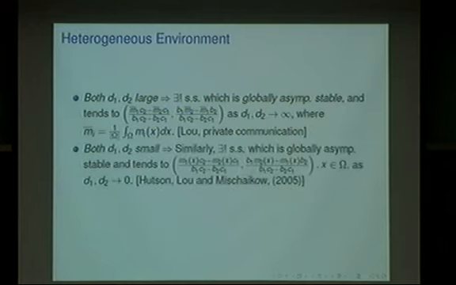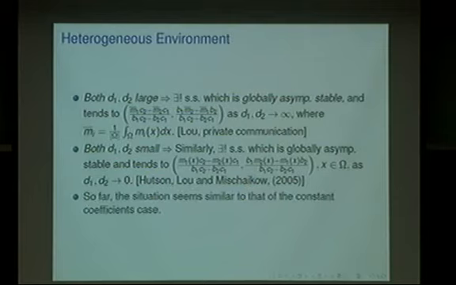Now, what happens when D1, D2 both are small? Again, similar. There is a unique steady state which is globally asymptotically stable and tends to the one it should be. This is the solution that behaves at each point, pointwise, just like that U star V star in the constant case. There's nothing special. Again, the proof of this one is a little more complicated than that, and it was published in the Journal of Differential Equations by Hutson, Lou, and Mischaikow in 2005. So far, everything is similar.